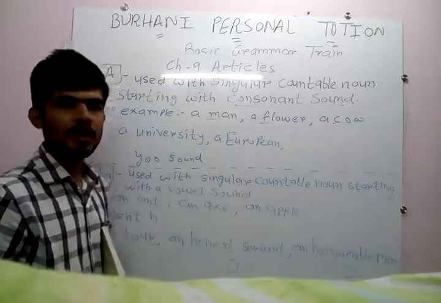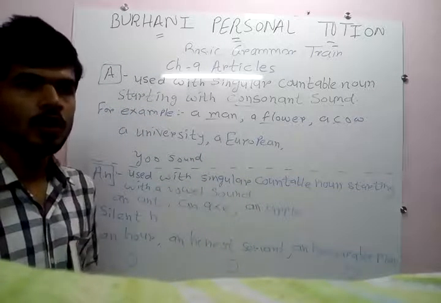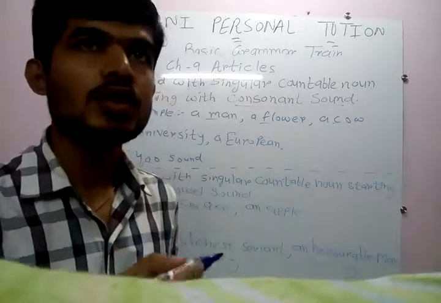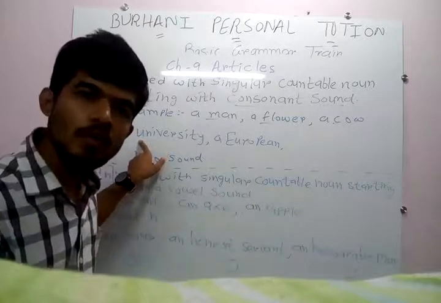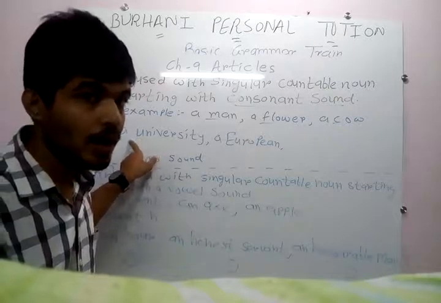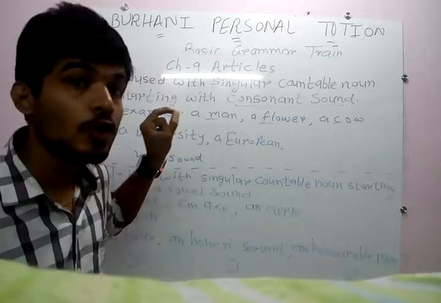Now there are some exceptions to this rule. Okay, what is the rule? The word should start with a consonant sound. Now you will say, hey, university starts with a vowel, then why have you written a? Listen, university starts with the sound U, Y double O.